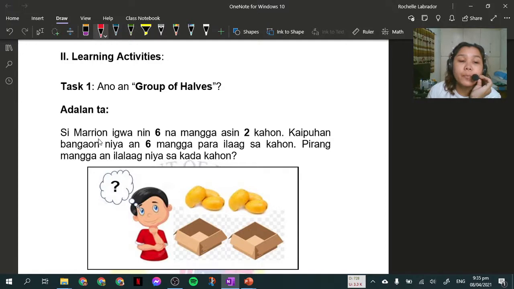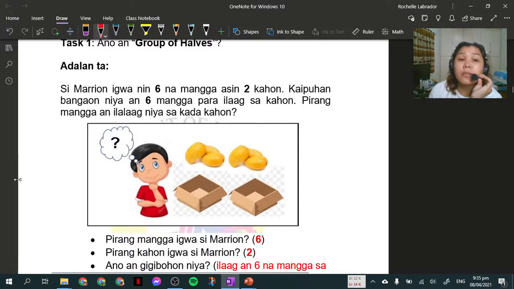So let's study Marion, the example given earlier during the introduction. Marion has 6 mangoes and 2 boxes. He needs to put the 6 mangoes into the boxes. How many mangoes will he put in each box? So this is like distribution. If you know how to distribute objects to make it even, with an equal number in both groups, then you can get halves easily.